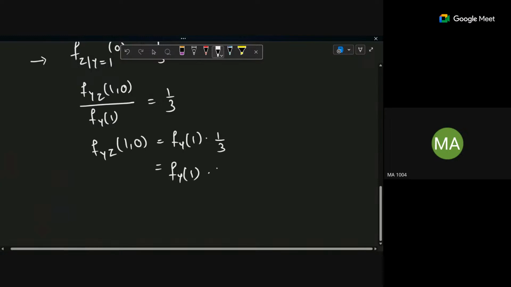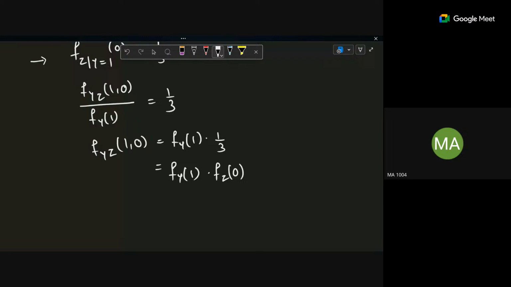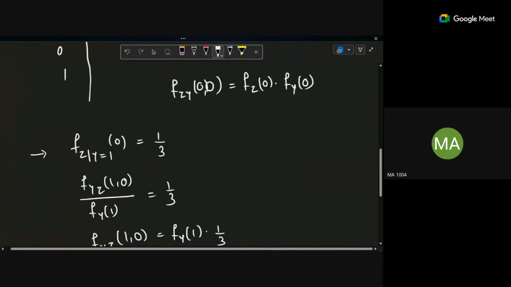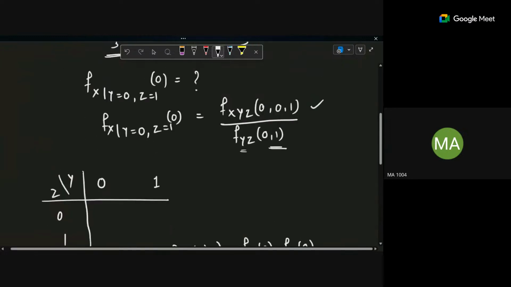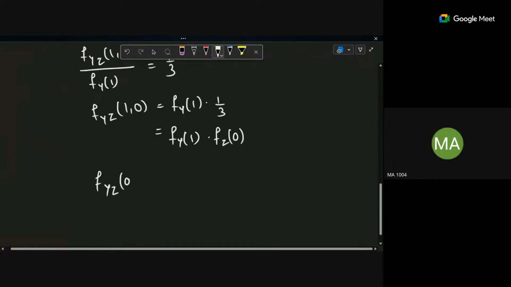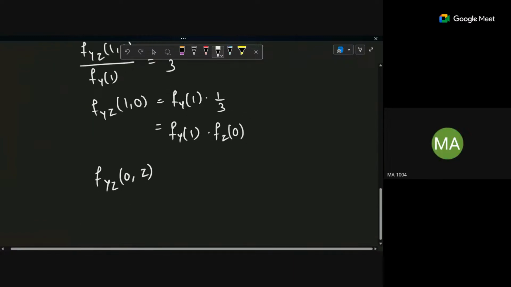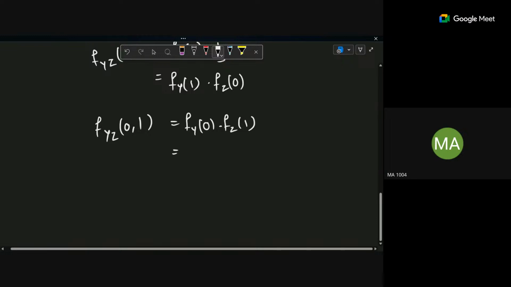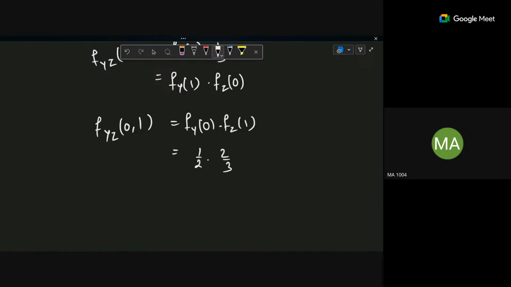Even though they have not directly said that it's independent or not, one of the things they have given is a hint, and by this we can directly calculate fyz. What we need is 0 comma 1, we are seeking fyz at 0 comma 1. For that, fyz at 0 comma 1 is nothing but fy of 0 into fz of 1, which is 1 by 2 into 2 by 3, which is 1 by 3.